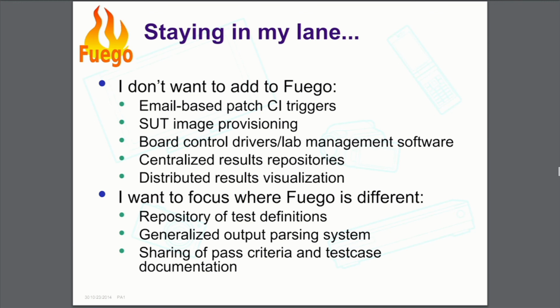There's a bunch of things I don't want to have to do in Fuego, which is one of the reasons I'm here. So I don't want to do email-based patch CI triggers. I'd rather not do provisioning. I'd rather hand that off to some other layer. So Lava is a good candidate. But we'll probably add some of our own provisioning just so that we have some support there. But if we don't have to manage a whole lot of complexity, that'd be great.